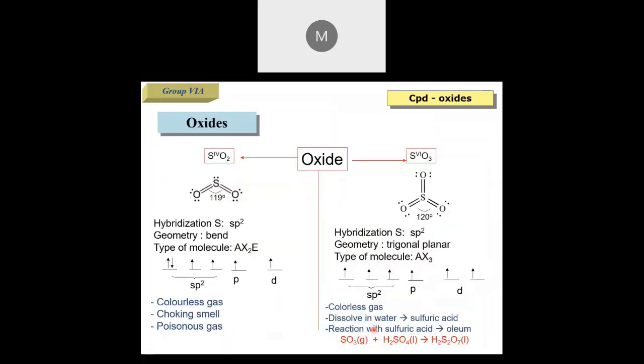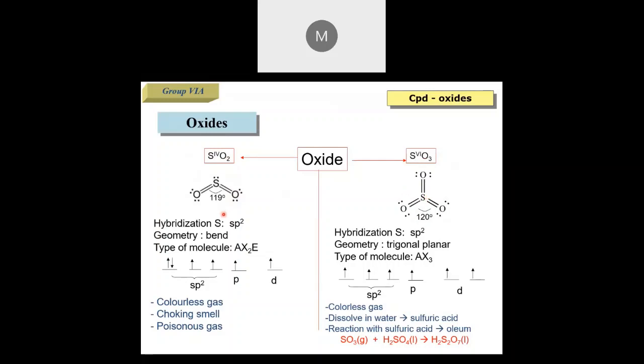Right. Next, we will look at the oxides. So there are two oxides here. One oxide has the oxidation state for the sulfur of positive 4. The other one is with positive 6, which is the sulfur trioxide. The sulfur dioxide has the oxidation number of 4 for the sulfur. So these are the structures. So please know how to draw them.